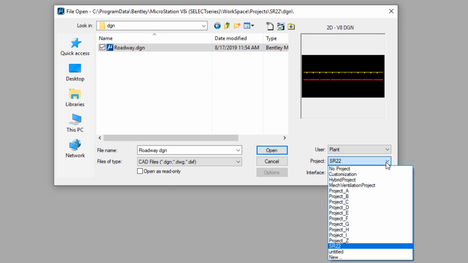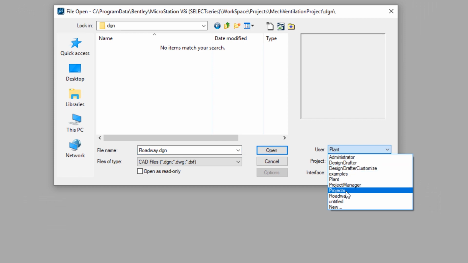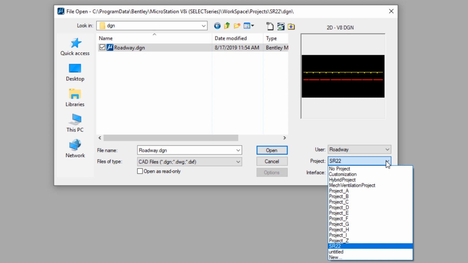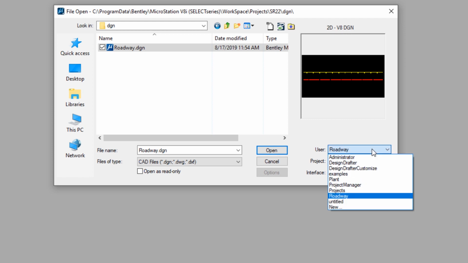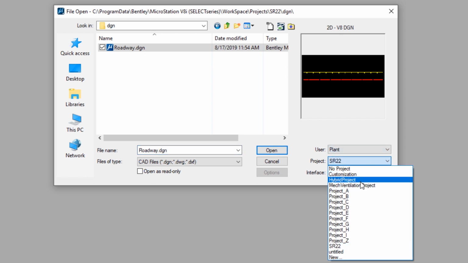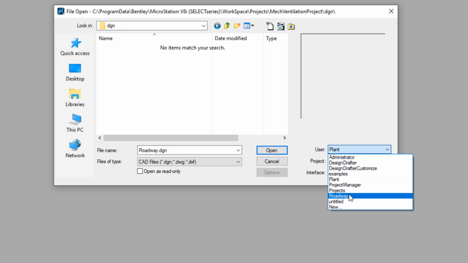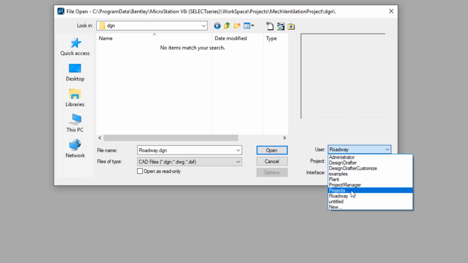It also was not uncommon for organizations to use many different workspaces or combinations of users and project. A user would pick the appropriate user and project combination. However, there was no relationship between the user and the project, meaning a user would need to know that State Route 22 project should be opened and worked on only by a roadway user, or the plant user and the mechanical ventilation project. But we don't ever want the user roadway to open the mechanical ventilation project.